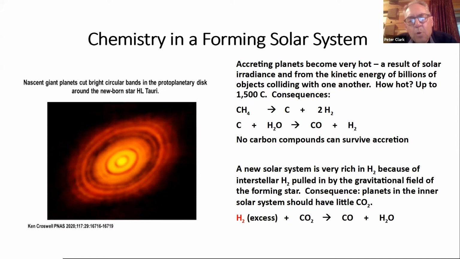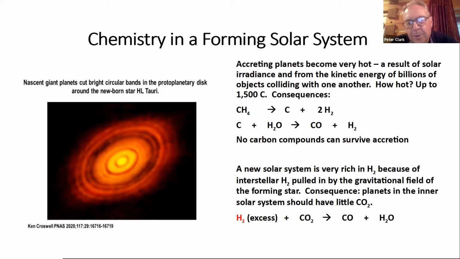Carbon will react with water, which is stable to almost 2000 degrees Celsius, and it will make carbon monoxide and hydrogen. So an important message here is that no carbon compounds can survive accretion of a planet like Earth. So when Earth was first formed, there was no possibility of organic material surviving this initial period. Perhaps organic material reigned in later, but we can't be sure.